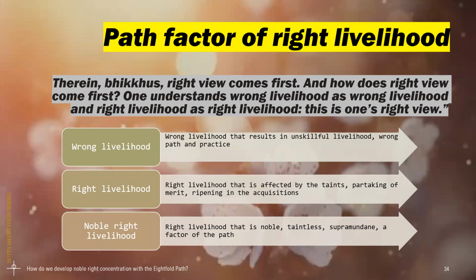And then when we come to the path factor of right livelihood, again, the Buddha says the same thing: right view comes first. One understands wrong livelihood as wrong livelihood and right livelihood as right livelihood. This is one's right view. So we see again, the Buddha makes the distinction, and it's important to really go through it.